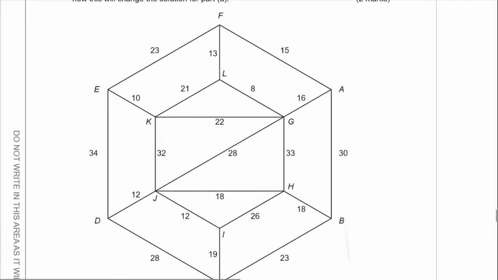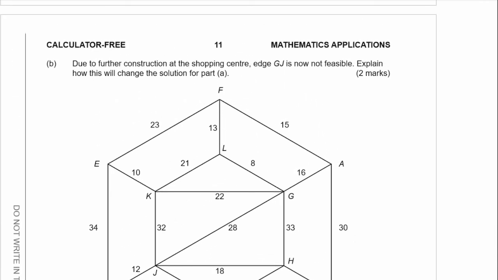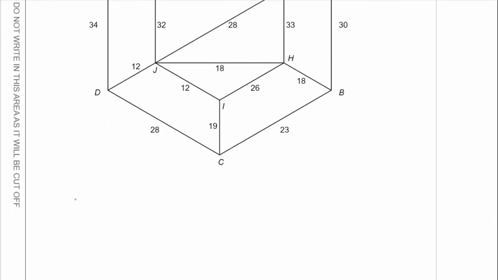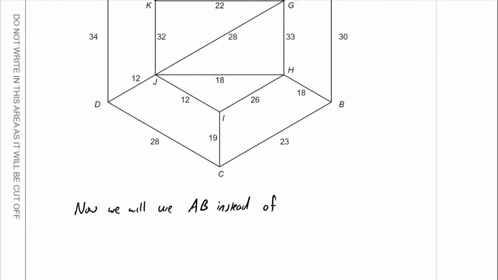So explain how this will change the solution in part A. So how will it change the solution? Now we will use AB instead of what was it, GJ? Yeah, GJ.